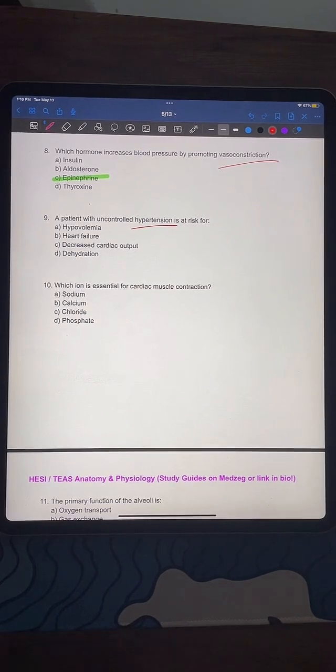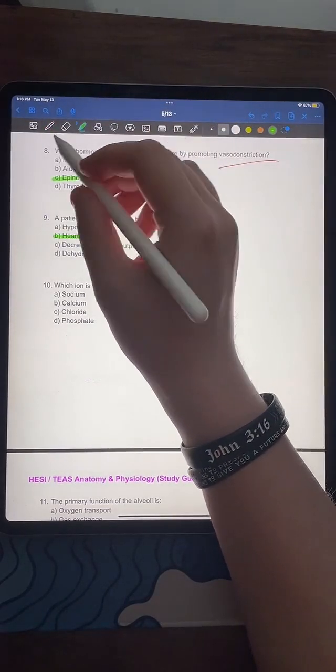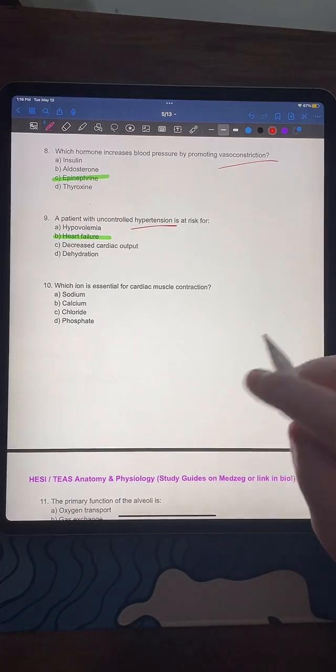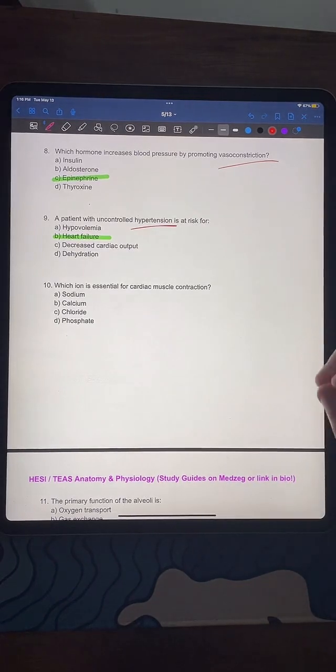Perfect. It is B. It is heart failure. The reason being that uncontrolled high blood pressure would force the heart to work harder than it should. Over time, that will lead to heart failure.